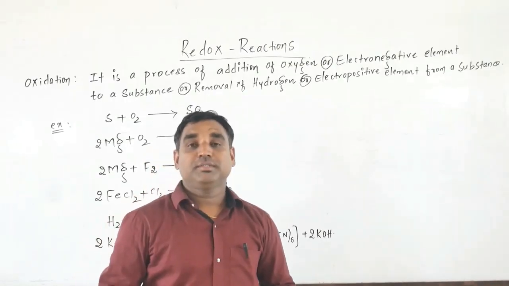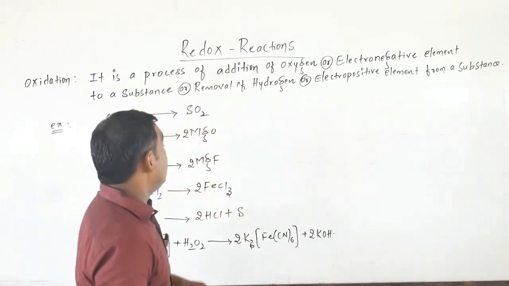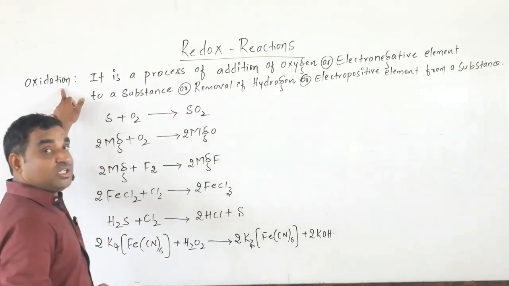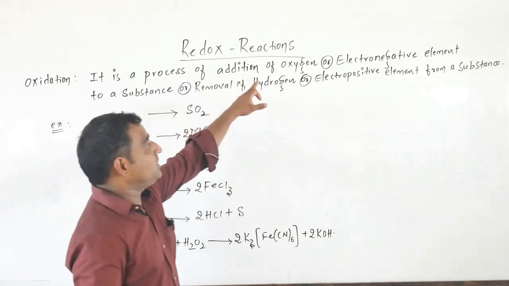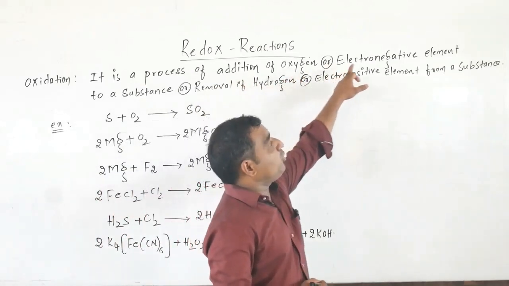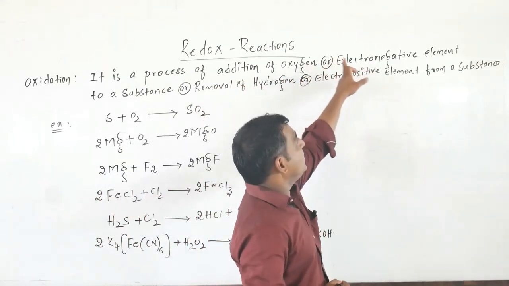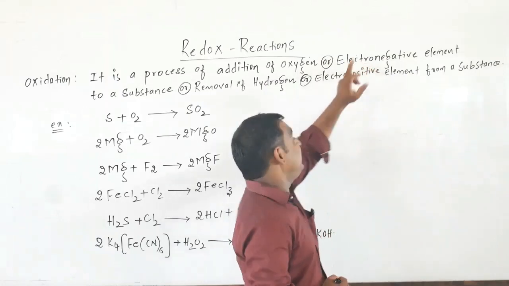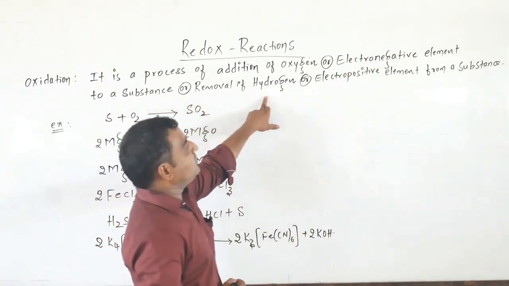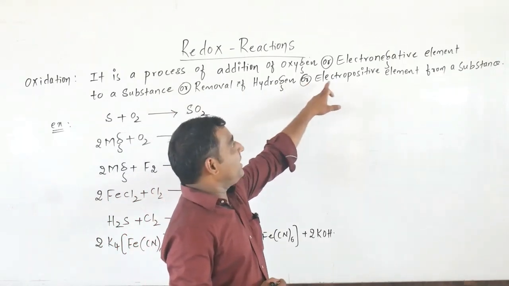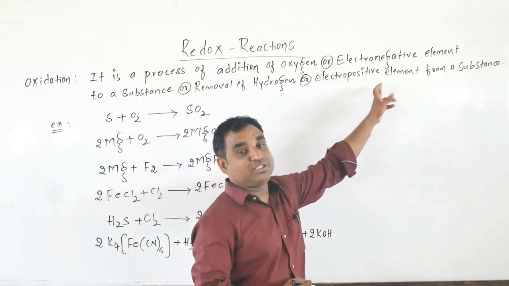Yes, now we will discuss the classical method, that is, what is the meaning of oxidation and reduction. Oxidation is a process of addition of oxygen or an electronegative element, other than oxygen, to a substance, or removal of hydrogen or other electropositive elements from a substance.